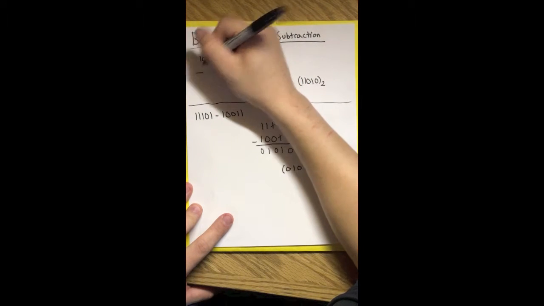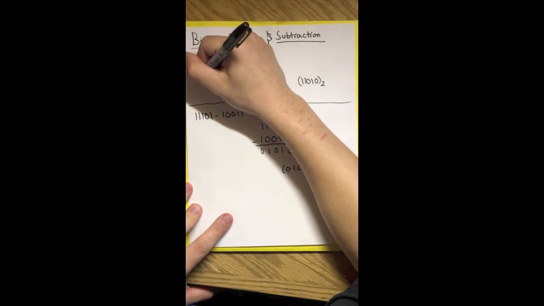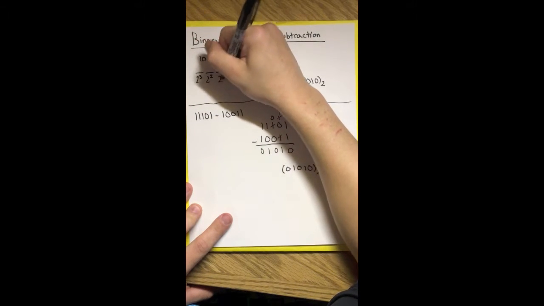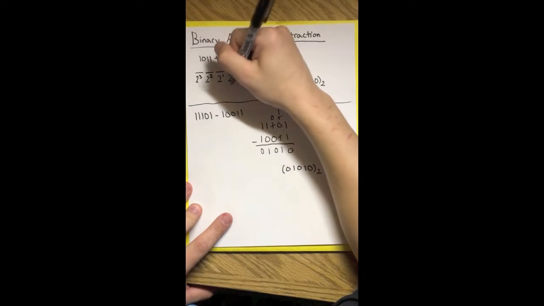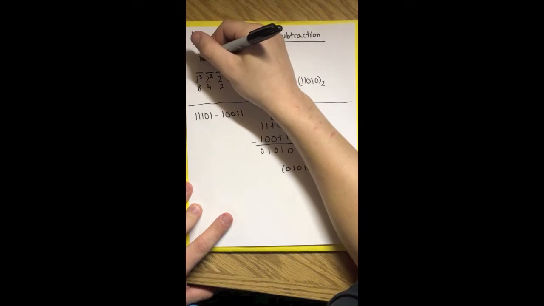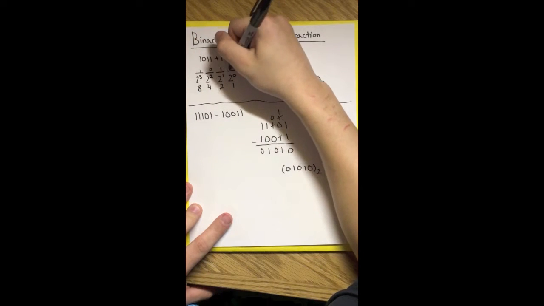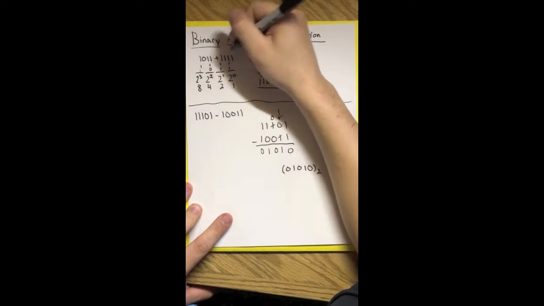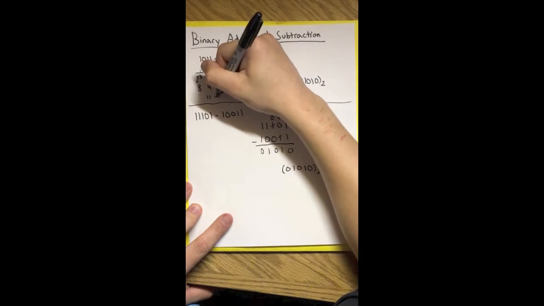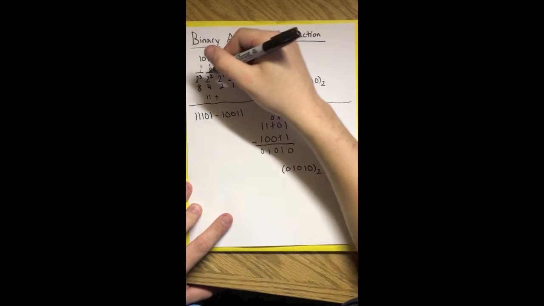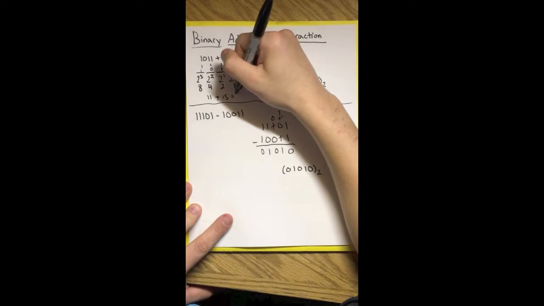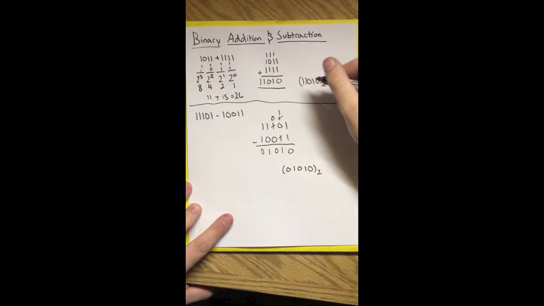Now you can check these by simply converting these back to a decimal number, which is very easy. There are 4 bits in the addition problem, so 2 to the 3, 2 to the 2, 2 to the 1, 2 to the 0. 1, 2, 4, 8. 1, 0, 1, 1, and 1, 1, 1, 1. 8 plus 2 is 10, plus 1 is 11. 1, 1, 1, 1: 8 plus 4 is 12, plus 2 is 14, plus 1 is 15. 11 plus 15 equals 26.